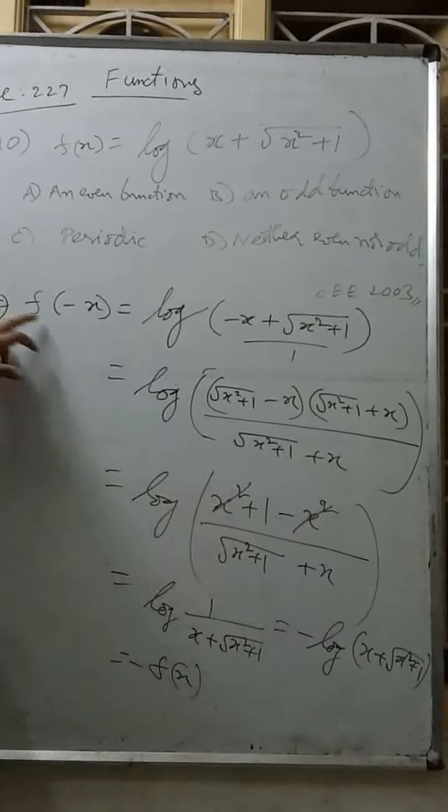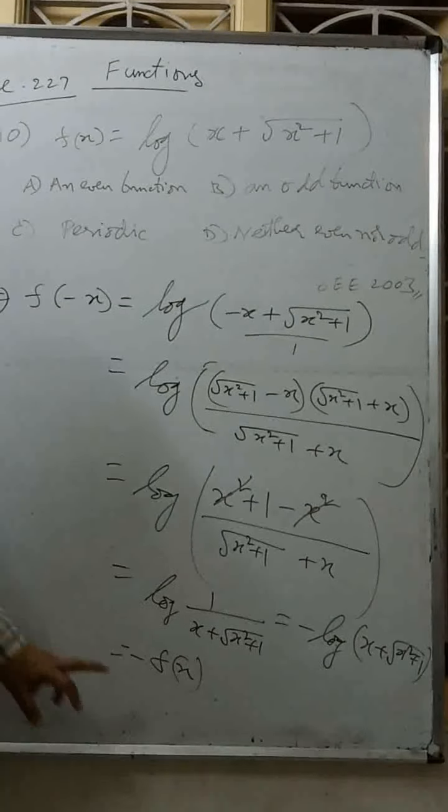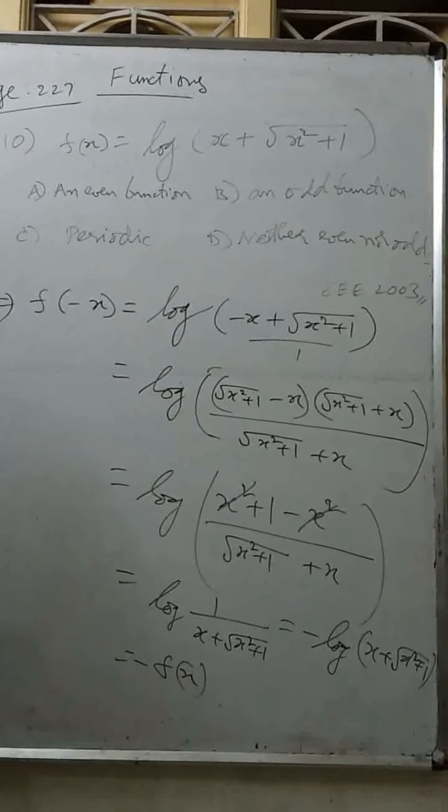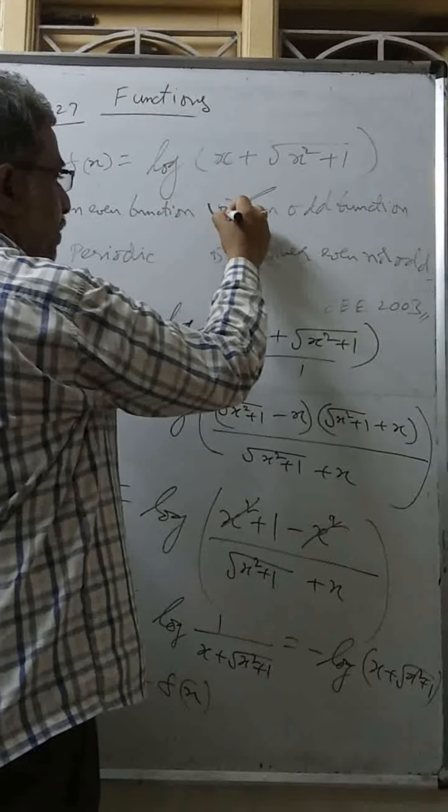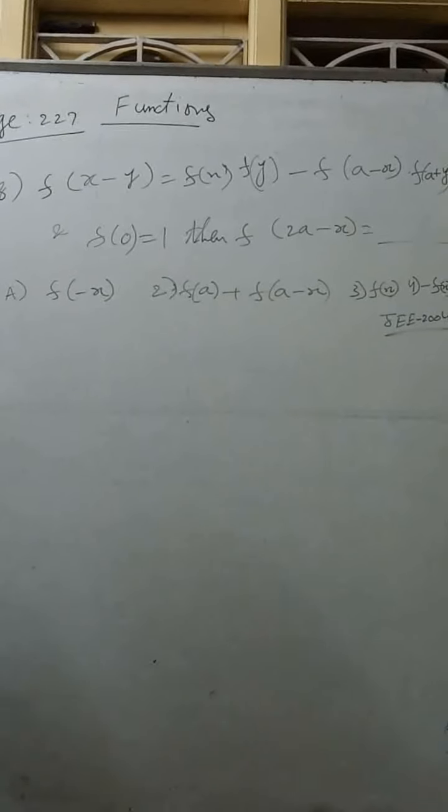f of x, f of minus x equal to minus f of x, I got. Means this is an odd function. This is an odd function, option B.